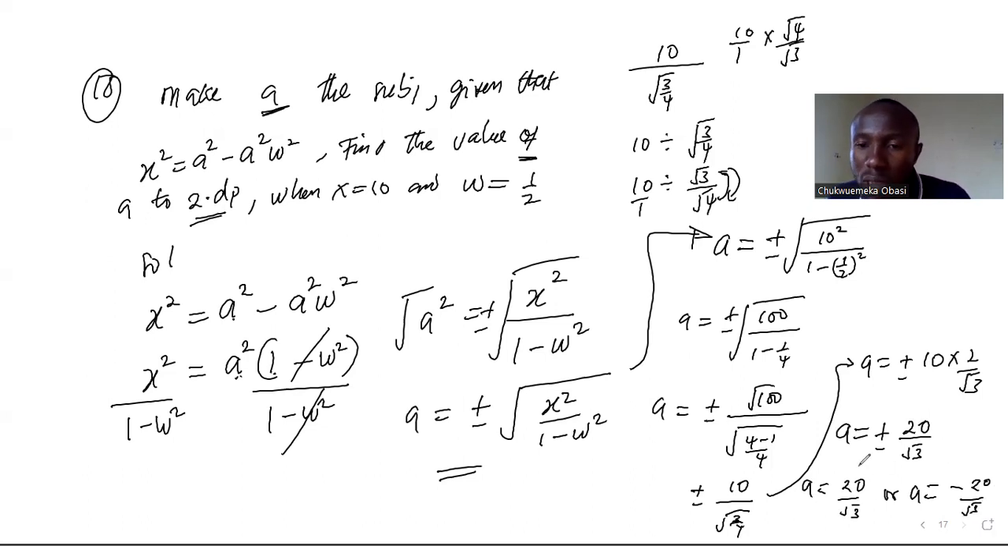So this is pretty much how a is going to look like. So when you put these guys in your calculator, you leave your answer in 2 decimal places.